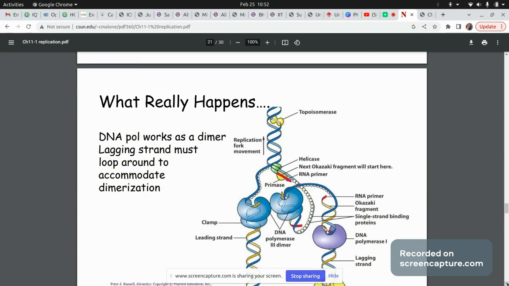What really happens? DNA polymerase works as a dimer. The lagging strand must loop around to accommodate dimerization.